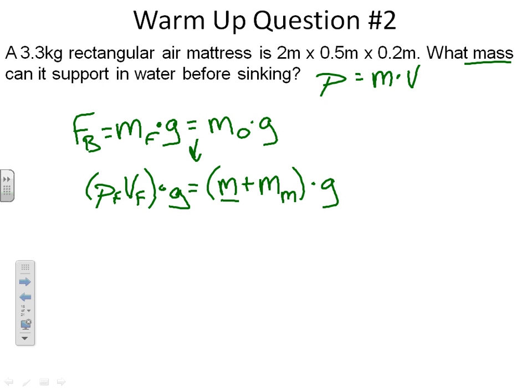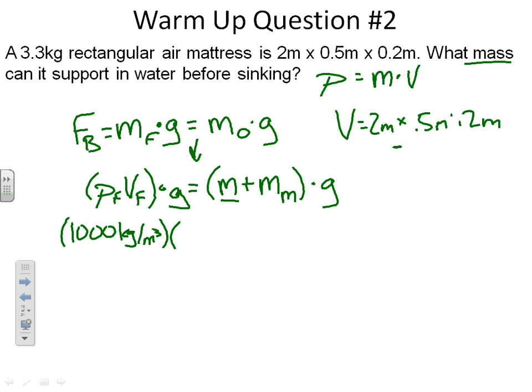Now it's pretty simple, just plugging in the values that we know. Remember that the density of water is 1,000 kilograms per meter cubed. The volume, we simply have to find that. So volume is going to be 2 meters times 0.5 meters times 0.2 meters. So our volume is 0.2 meters cubed.